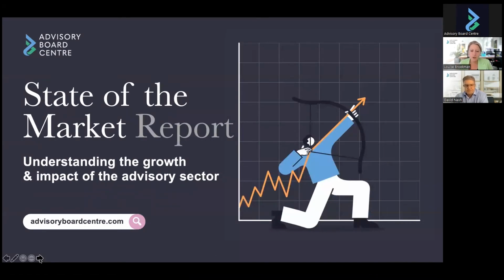The foundations to our research rely on a few different things. One is the State of the Market report, which gives us a line of sight of changes in the market on an ongoing basis. That helps us to understand the growth and the impact of advisory boards.